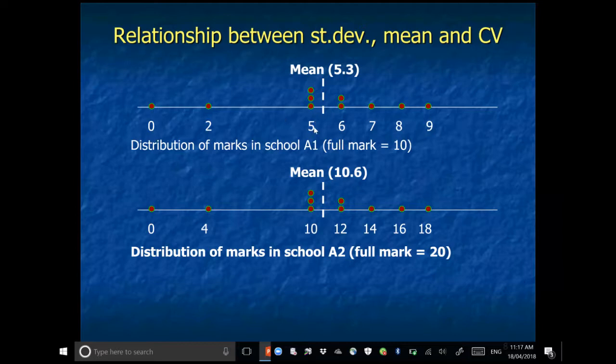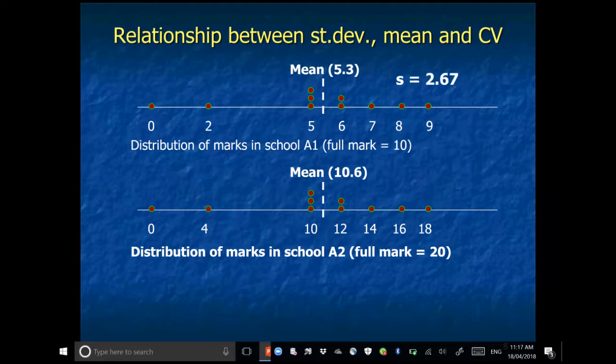You can see there are 3 people in school A who got a 5 or 2 got a 6. As opposed to school B, where the distribution looks very much the same, but here the full marks are 20. So some people have got even more than 10. You can see that 12, 14, 16, or 18. So in this case, it's not fair to compare the standard deviation, because the standard deviation or the variation would obviously be more in school B compared to school A, simply because they have a higher range of marks to offer.